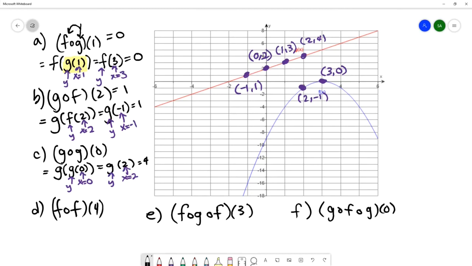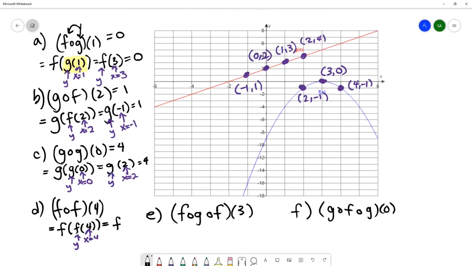So we were able to figure out that g composed with g of 0 is 4. All right, moving on to part D. We have f composed with f of 4. That's f of f of 4. So inside we have f of 4. That's an x of 4. We're looking for the y. And over here on the graph of f, we do have an ordered pair that is (4, -1). So f of 4 is negative 1.